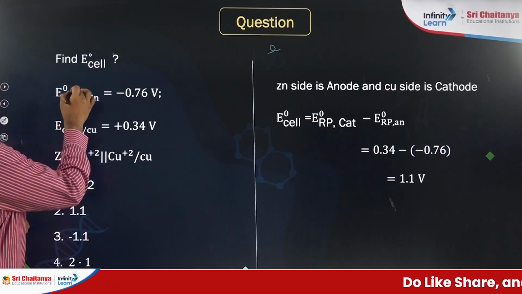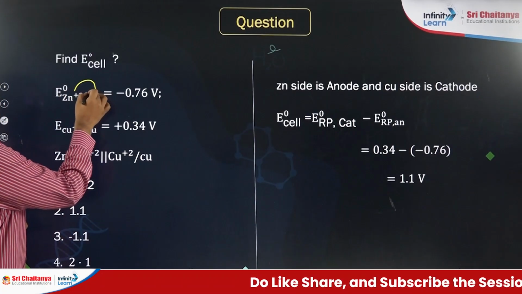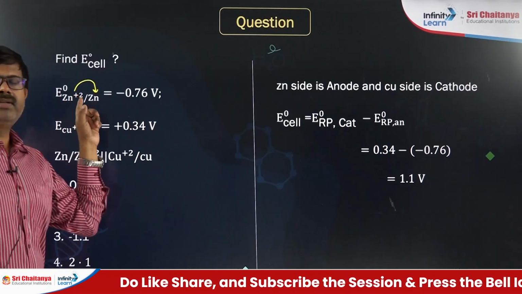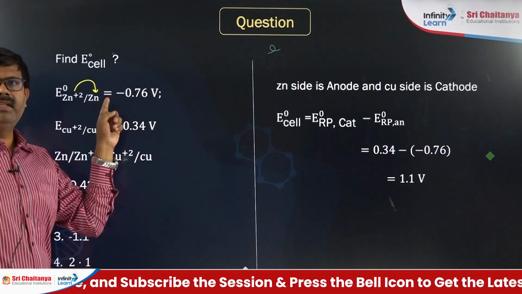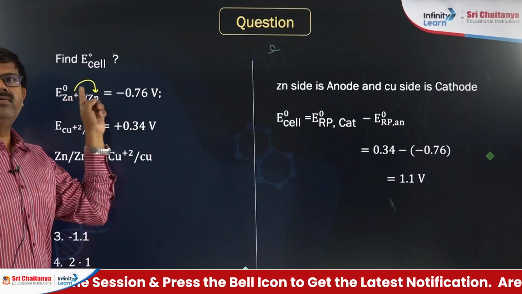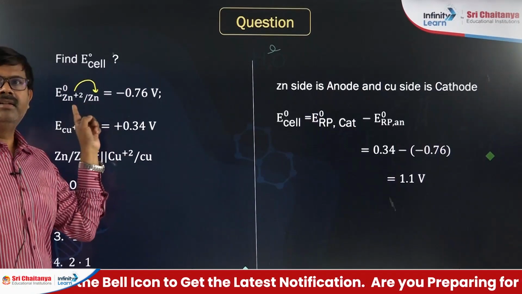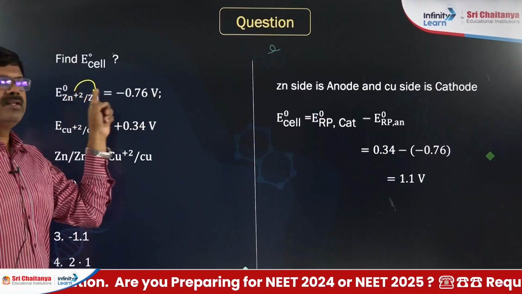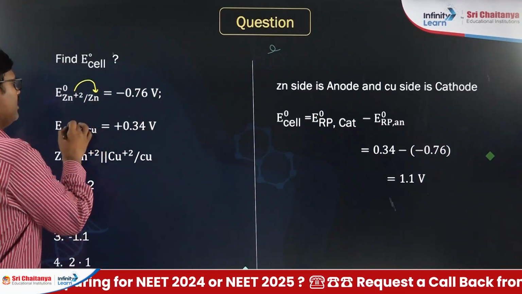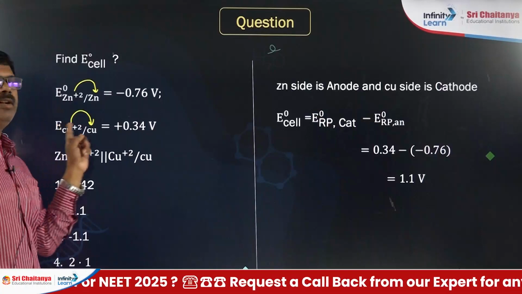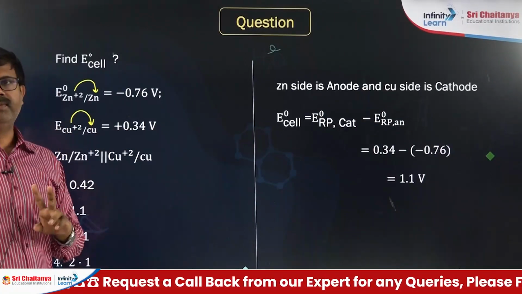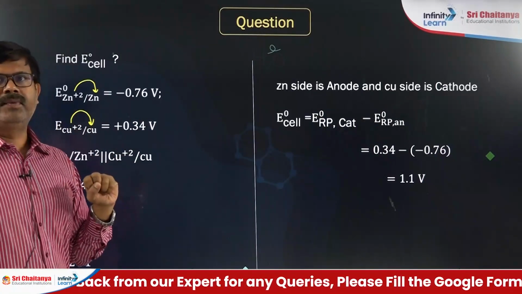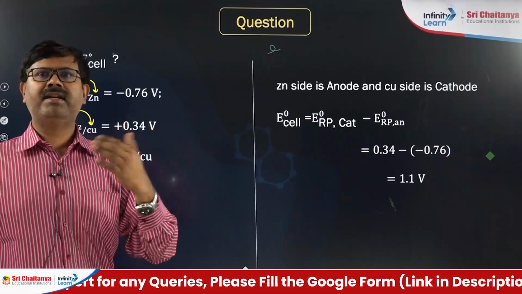Now see here, Zn²⁺ to Zn. The meaning of this notation is, first Zn²⁺ is there, then Zn is there, meaning Zn²⁺ to Zn is reduction. Decrease in oxidation state means reduction. So the reduction potential value of zinc is given. Similarly, the reduction potential value of copper is given. This is the data given.